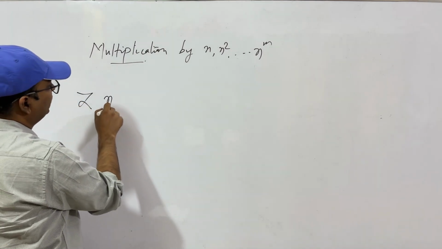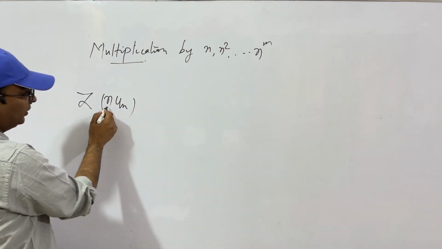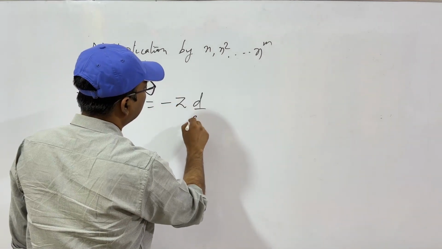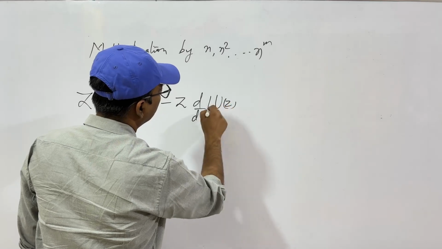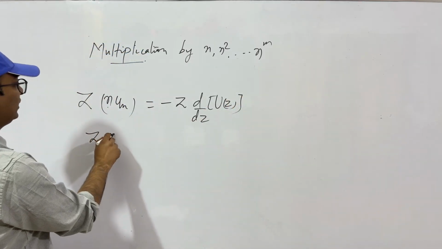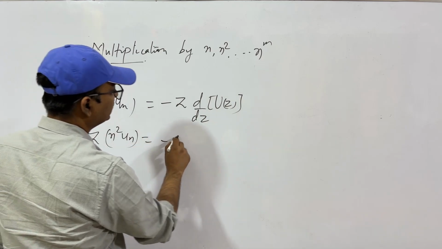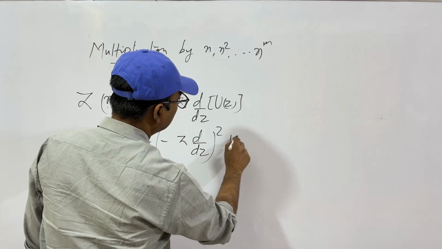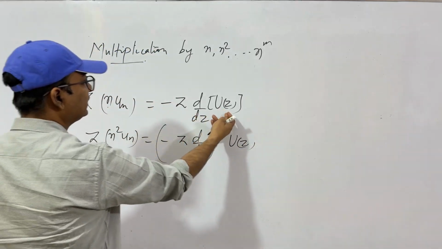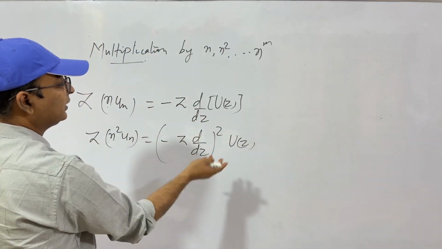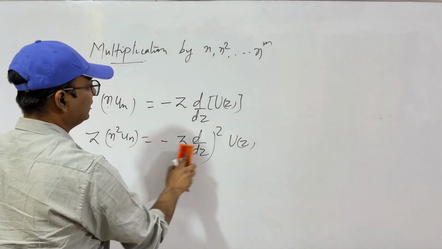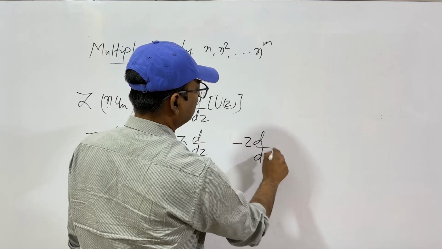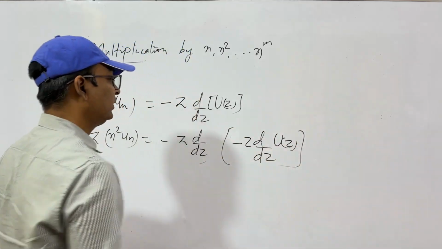So Z of n into un, if you multiply un by this, and Z of un is uz, so it is simply minus z d by dz of uz. Okay. Now, if you have n square un, it is minus z d by dz 2 times of this function. That is, you'll take one time this, and then again minus z d by dz of minus z d by dz of uz. So this is the meaning. Okay, you take 2 times.